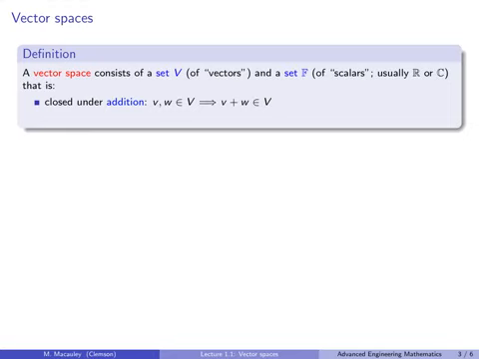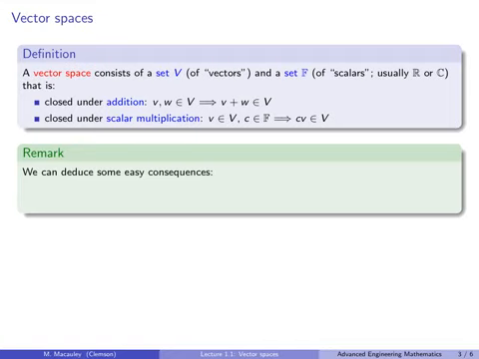V is closed under addition. What that means is if you take any two vectors in your set and you add them together, you get another vector. Also, V is closed under scalar multiplication. That means that if you take any vector and any scalar and you multiply them, then you get another vector.